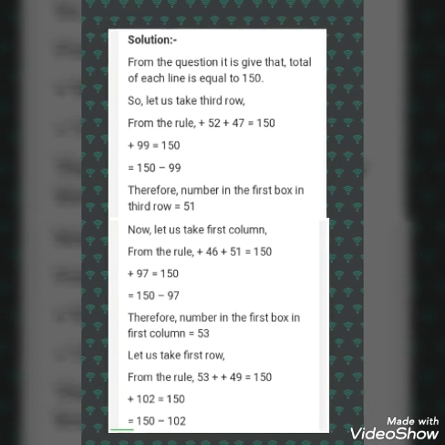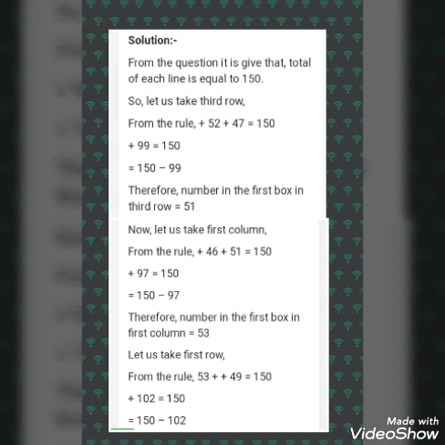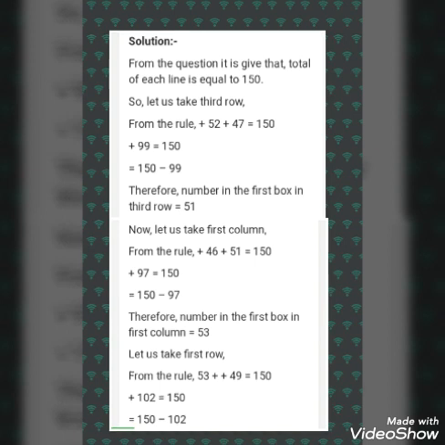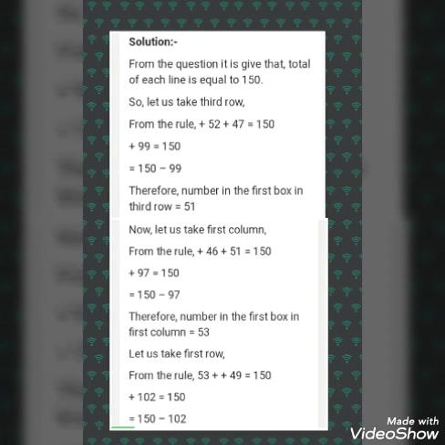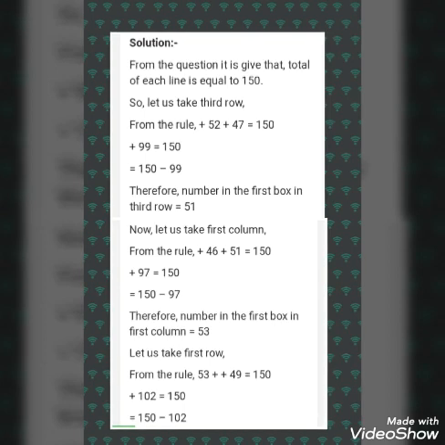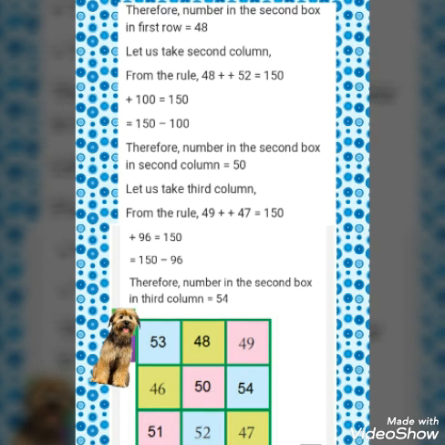Now let us take the first row. From the rule, 53 plus dash plus 49 is 150. So 53 and 49 is 102. So dash would be how much? 150 minus 102. You will get the answer after doing the subtraction. So here you know that when you are talking about three numbers, the first two numbers you add up and subtract from 150, then you will get the third number, just like you have done in your previous classes also. Therefore, the number in the second box in the first row would be 48.